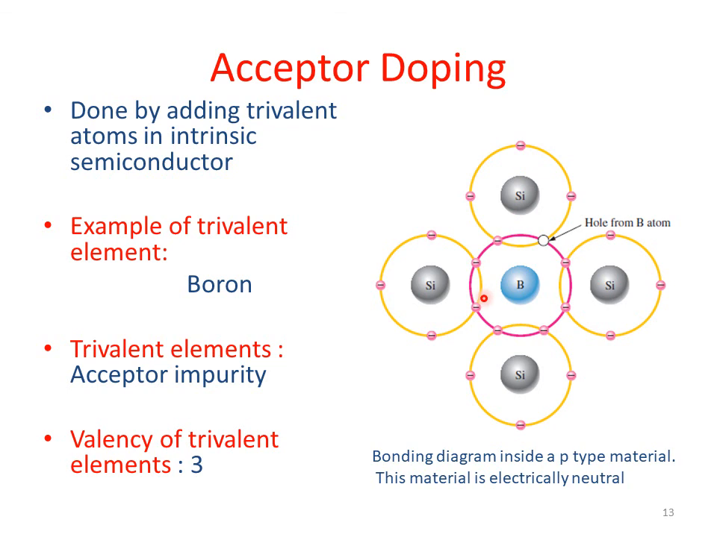So now we see that within the new material which is formed after this doping, there will be multiple boron atoms and there will be multiple such structures present in the material. So whatever be the number of boron atoms will be the number of holes present in the material.